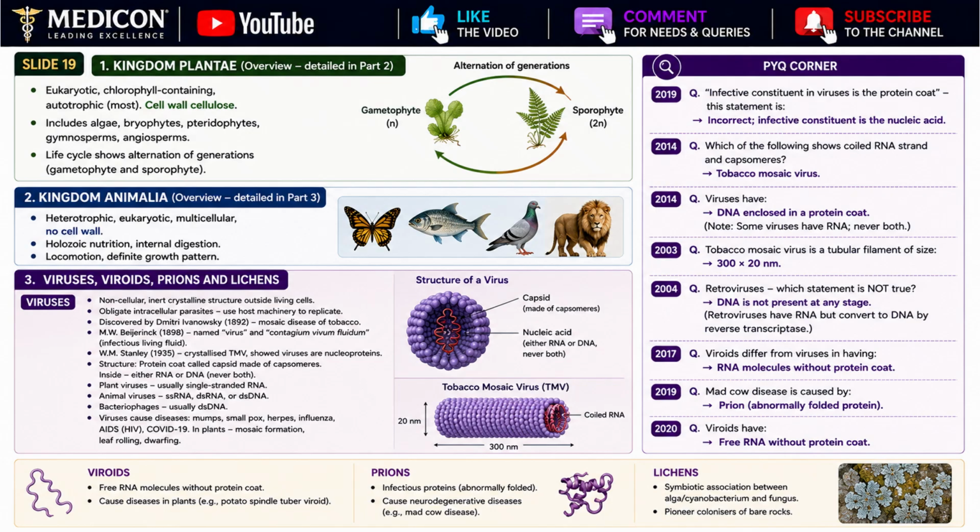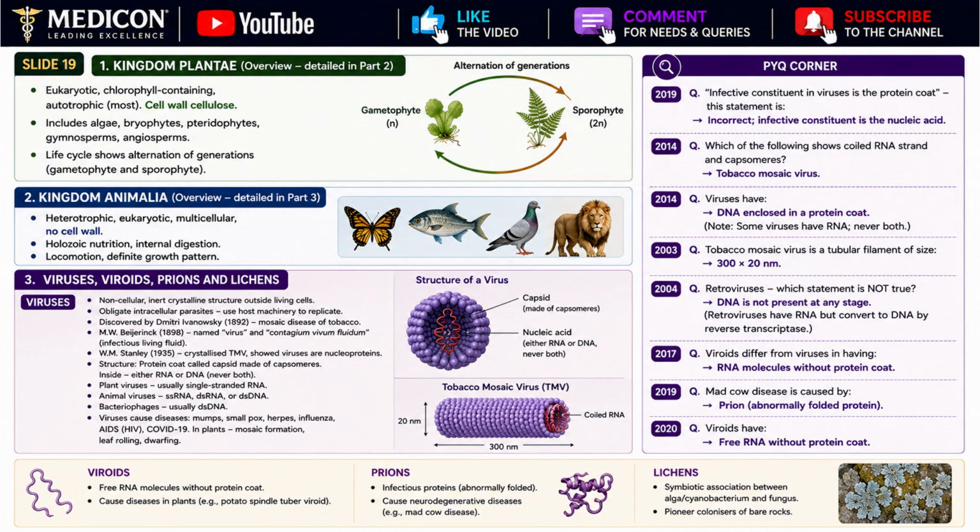So after studying the differences between kingdom Plantae, Animalia, viroids, prions and lichens, you have to see the diagram here. The main thing when comparing these kingdoms is reproduction. In plants there is an alternation of generations, whereas you can see the structure of a virus here and the tobacco mosaic virus, and direct questions can come from the image also.